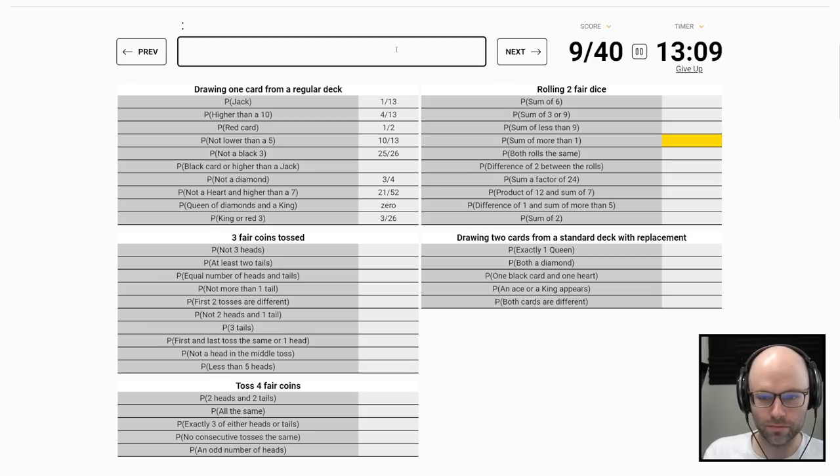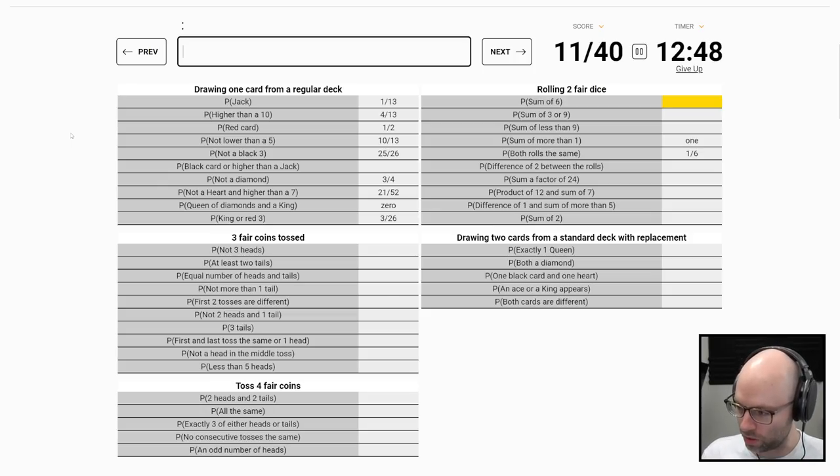Sum of more than one. The odds of this are 100%. Both rolls the same, that's 1 in 6. Difference of two between the rolls. I got to go back to the drawing board. Just give me a piece of paper. It's computer programming. You need to roll a 1 to 5 first. So there's a 5 in 6 chance first, and then a 1 in 6 chance of fulfilling the number you need. So it's a 5 in 30 chance. It's a 1/6 chance. Hold on. We're so close. I'm visualizing the numbers in my head.